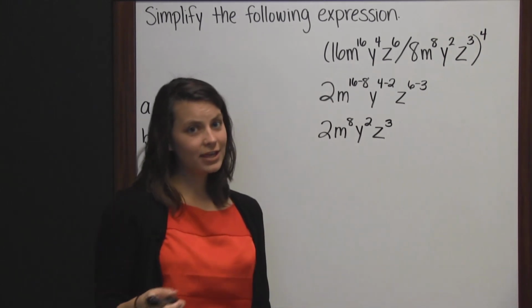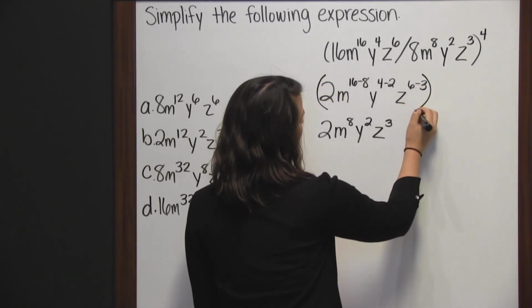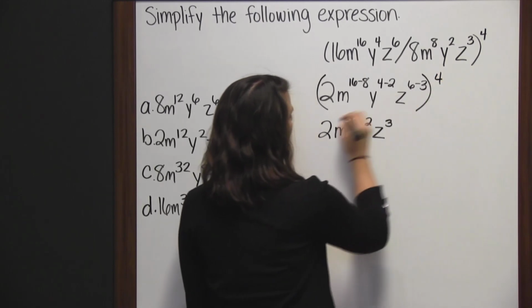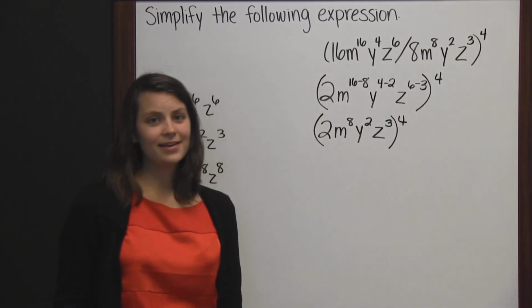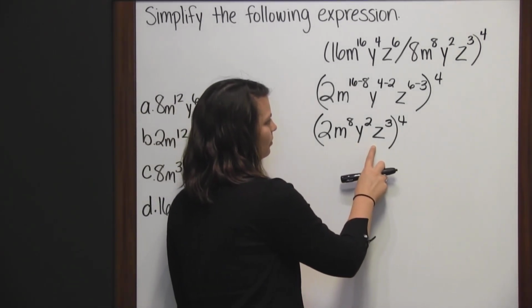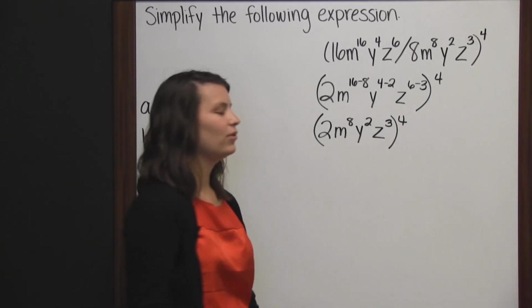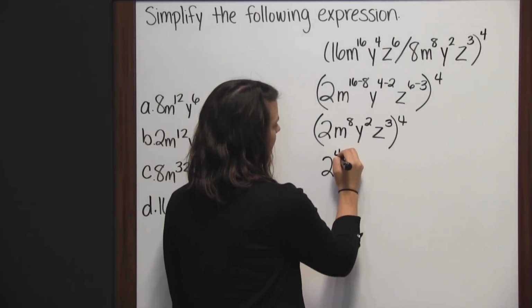We have to be very careful to not forget that all of this is supposed to be raised to the 4th power. So we're not done yet. Now we need to raise everything inside our parentheses to the 4th power. So we'll start with 2 to the 4th.